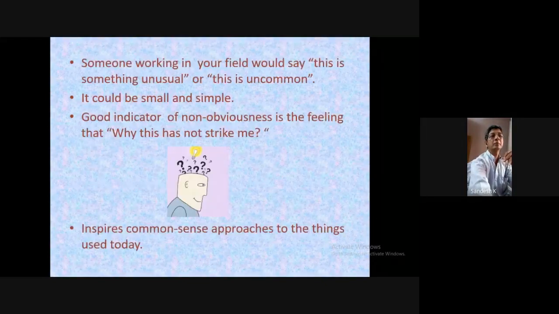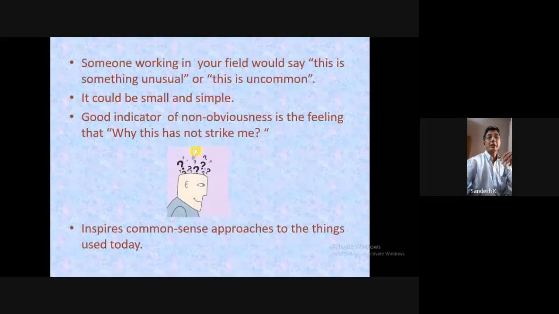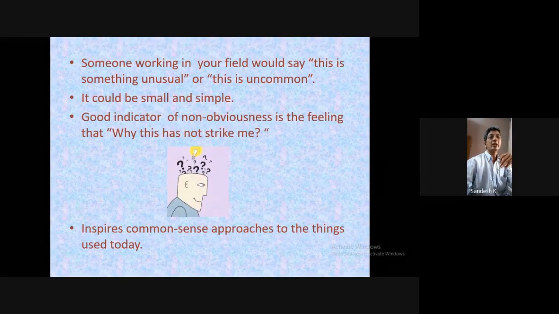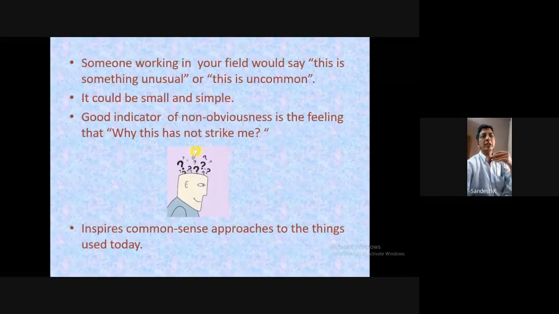Next. And definitely the peers, the persons skilled in the art, will say, why has this not come to me, why has this not struck me? So that is the non-obviousness. It is a very good indicator of non-obviousness, or you can call it novelty. Though it is very incremental, it is uncommon. They say common sense is very uncommon. That is what inspires common sense to do very new things. Yeah, next slide, please.